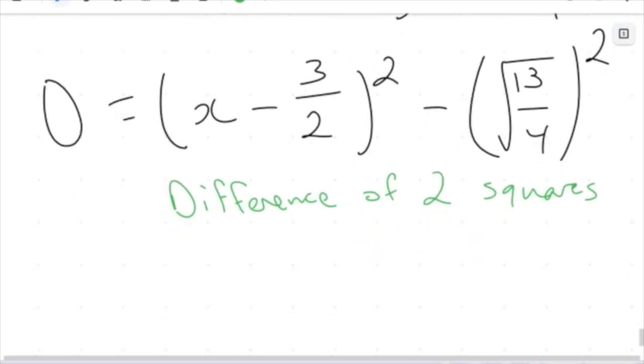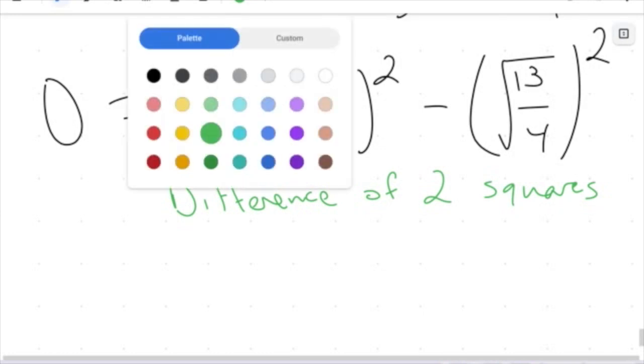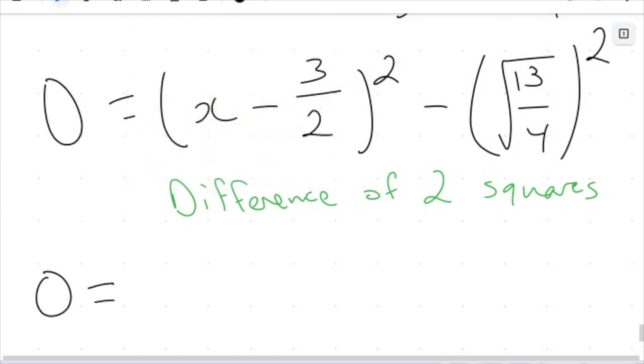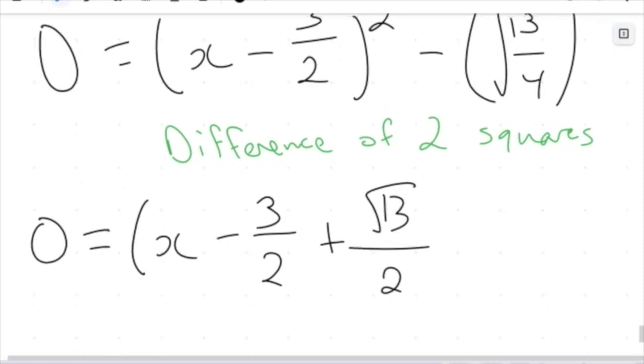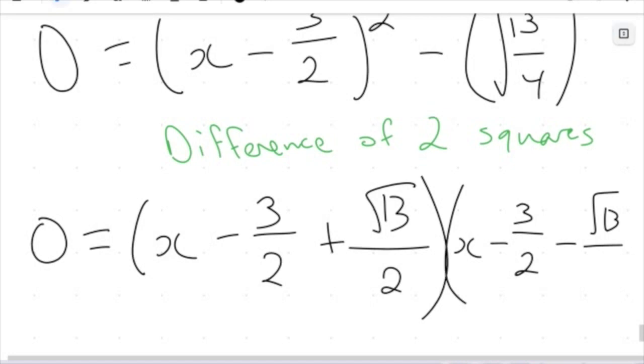Okay, so we're going to get 0 equals, in my first bracket, x minus 3 on 2, and we are going to get the sign of positive, and we have root 13 over, and the square root of 4 is going to be 2 here. And my other bracket is going to be the same thing, except this sign is going to be a negative. That's how we work with our difference of two squares factorization. So we get x minus 3 on 2 minus root 13 on 2.